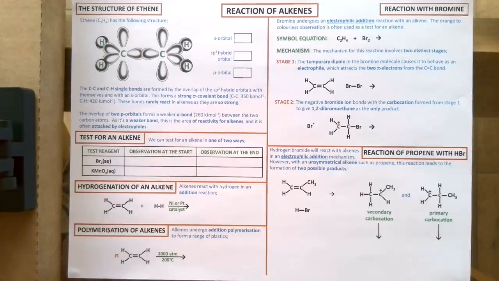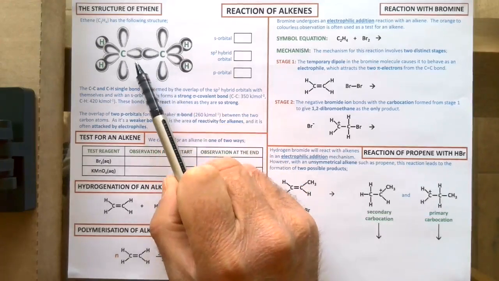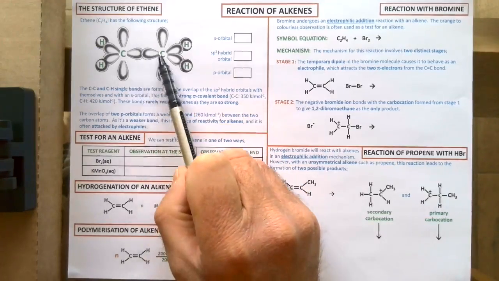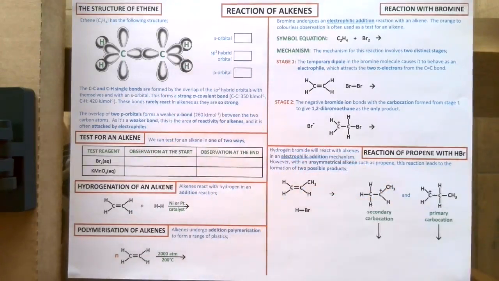Okay guys, this morning we're going to take a look at the reaction of alkenes. And so the first thing we're going to look at is the structure of ethene, the simplest of all the alkenes, 2 carbon atoms and 4 hydrogen atoms. So first of all, what I'm going to do is to just colour in these various orbitals.